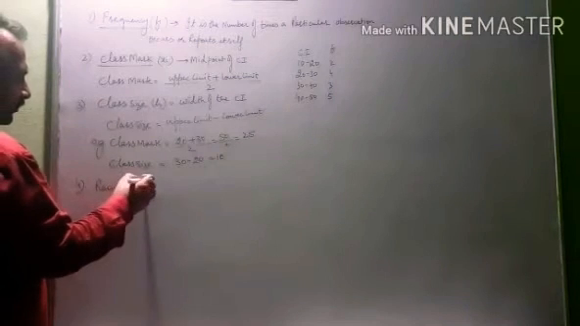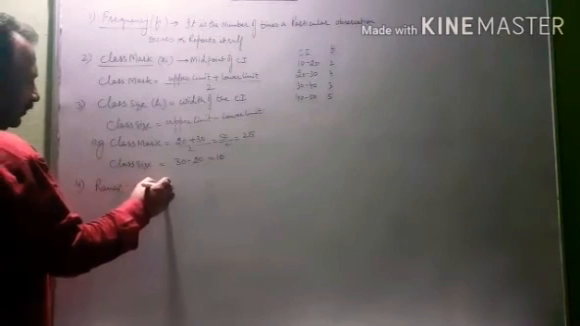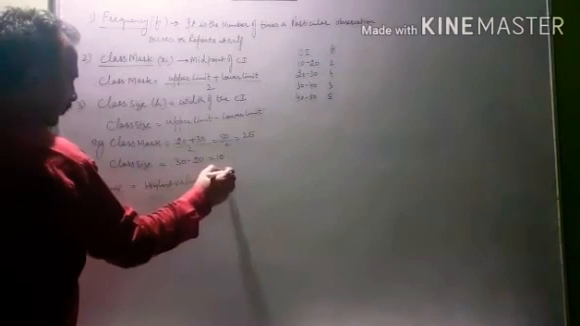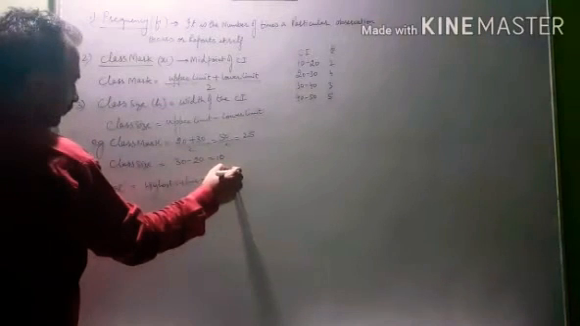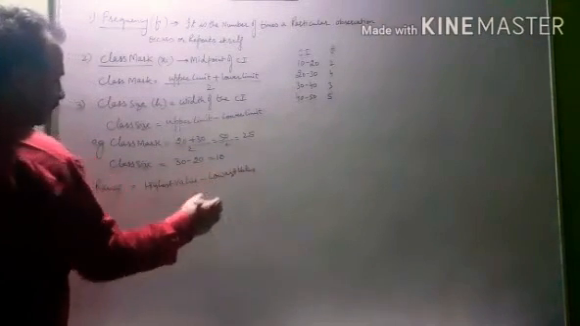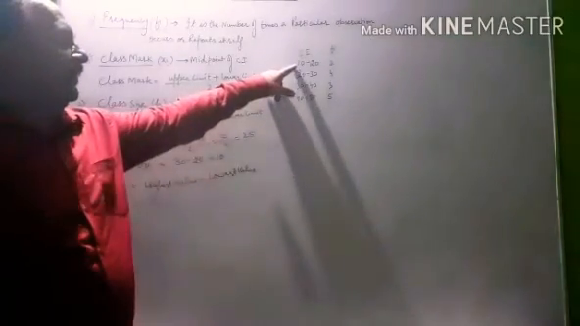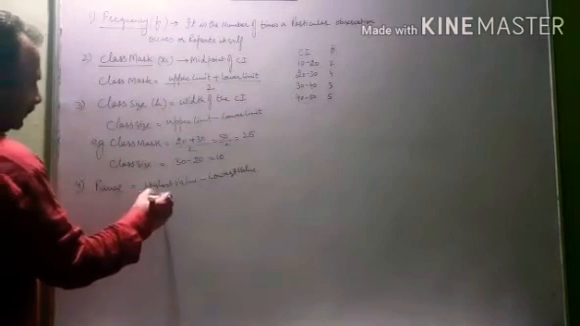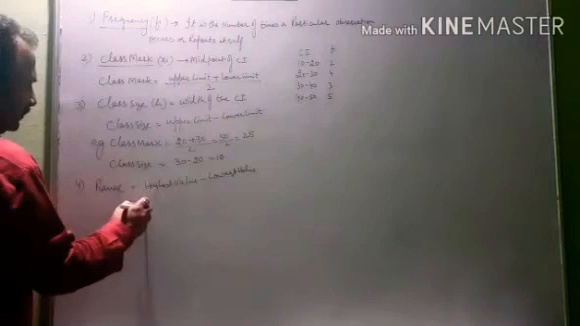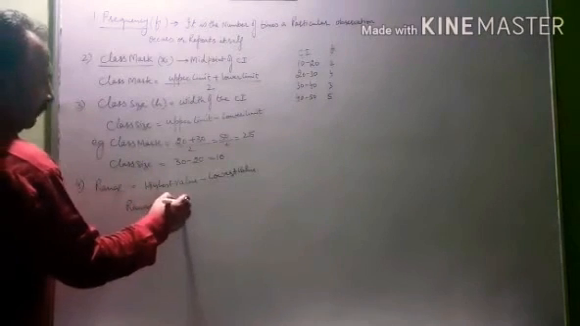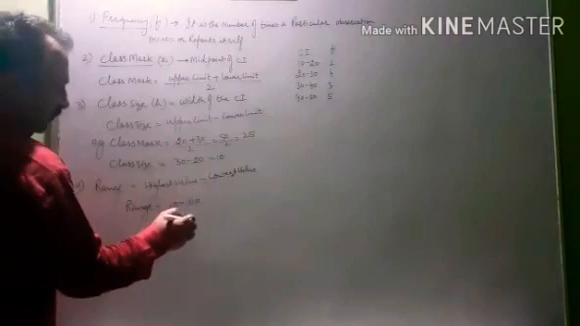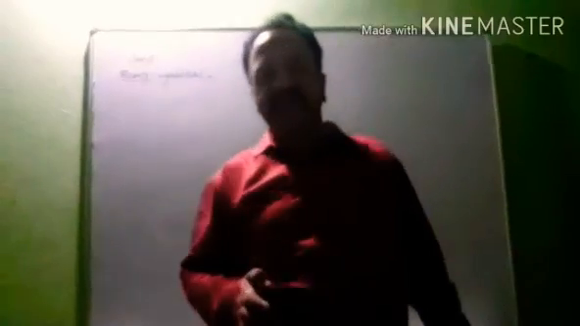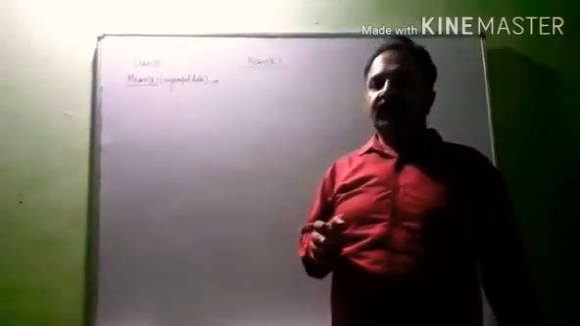Now the fourth term which we come across is range. Range is equal to highest value minus lowest value, the least value. So for example, here the least value is 10, the highest value is 50. So if you want to calculate the range of this data, that is 50 minus 10 equal to 40.